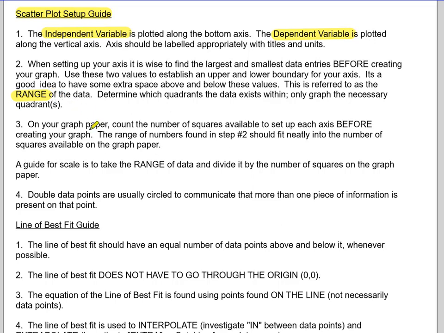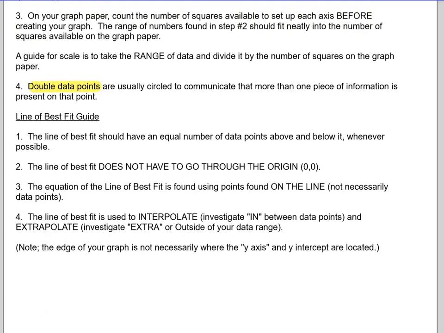So one of those things we do is we normally just count the number of squares, take the range, divide it by those number of squares, and that gives you an approximate scale. Okay, and I'll go through one of those in a second. Double data points, you sometimes give an extra circle around it just to show that there's 2 points there. It has a little bit more weight. Lines of best fit. See if I can get this to go up here. There we are.